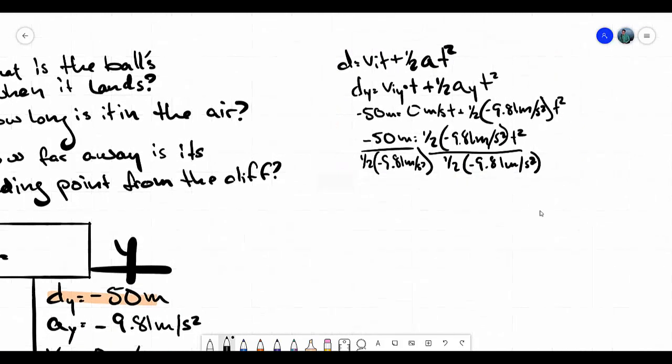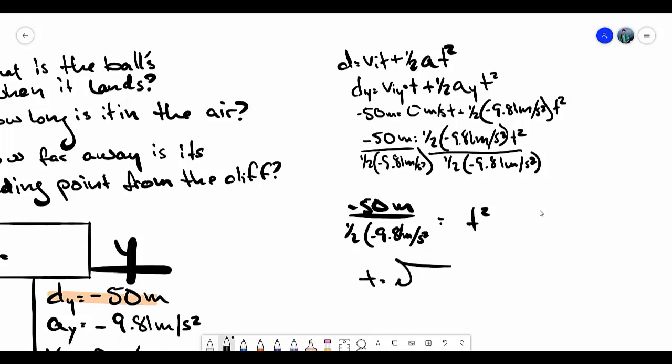Okay, so now negative 50 meters over 1/2 times negative 9.81 meters per second squared. Forgot the one there. Equals t squared. To get t by itself, you just take the square root. So t equals the square root of negative 50 meters over 1/2 times negative 9.81 meters per second squared.